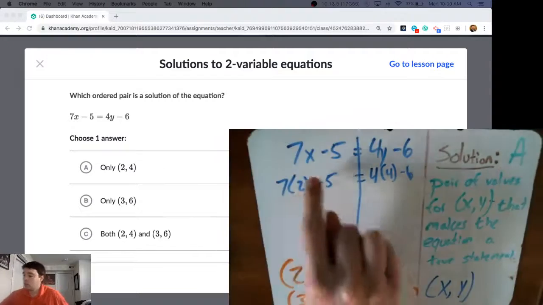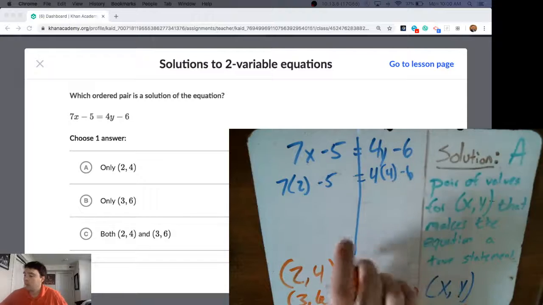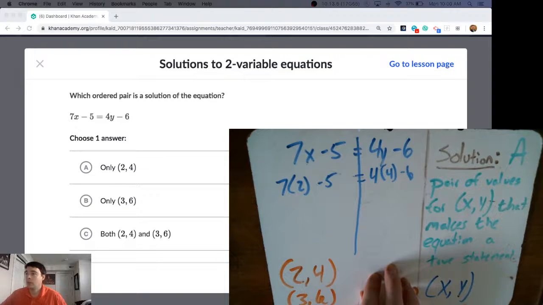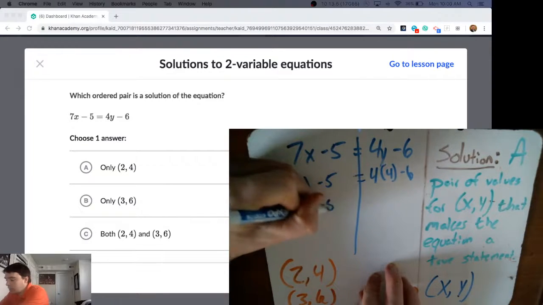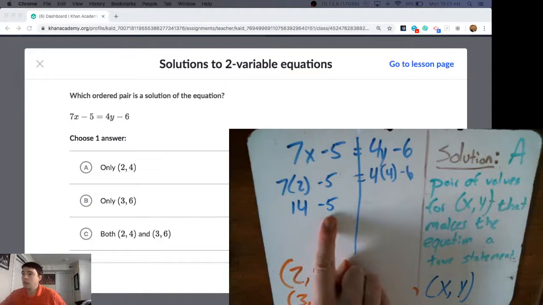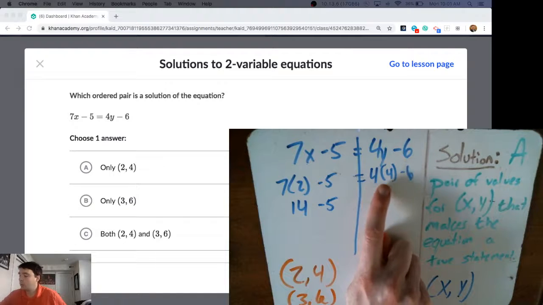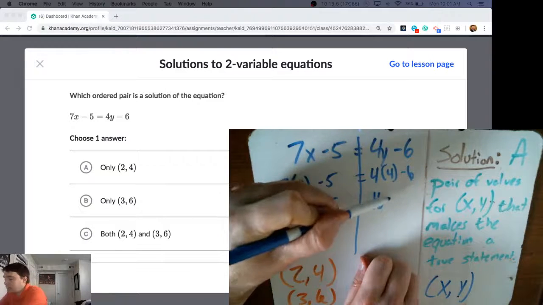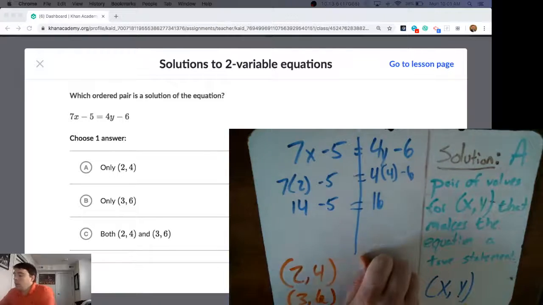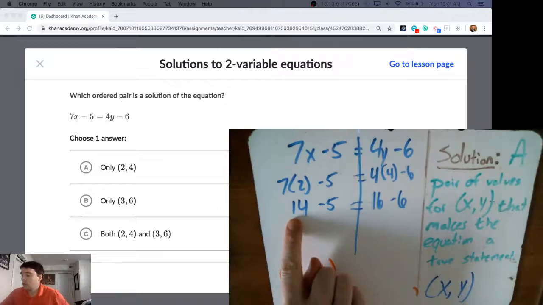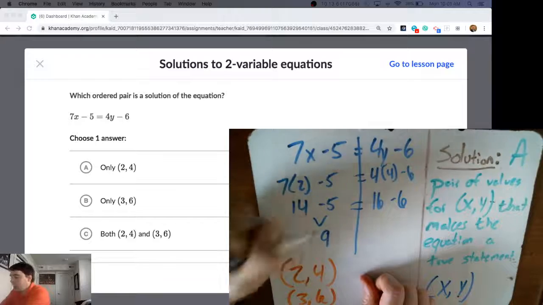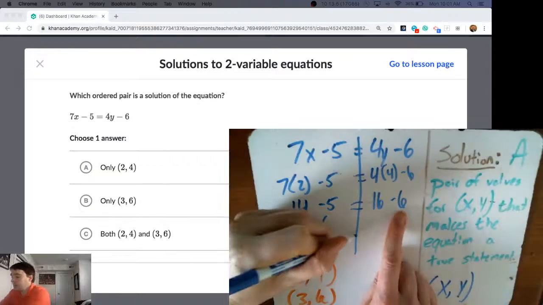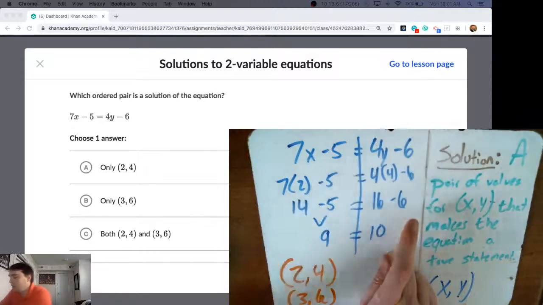Once I've substituted the 2 in for x and the 4 in for y, I'm going to evaluate or do the math. First thing I'm going to do is multiplication. 7 times 2 gives me 14. So the left side becomes 14 minus 5. On the right side of the equation, I'll do 4 times 4, which gives me 16. And I still need that negative 6. Simplify by doing the subtraction on both sides. 14 minus 5, that gives us 9. 16 minus 6, that gives us 10.